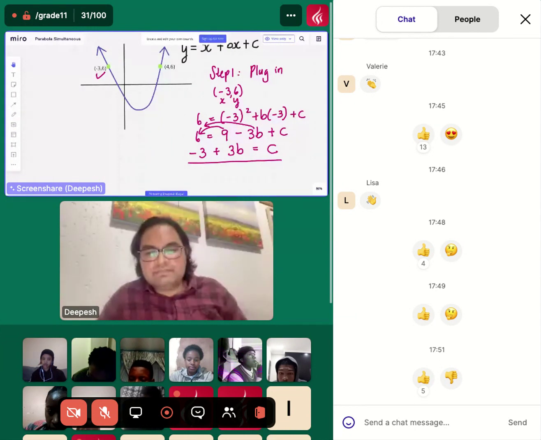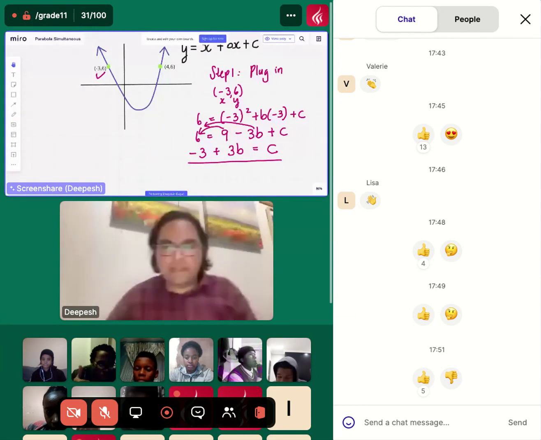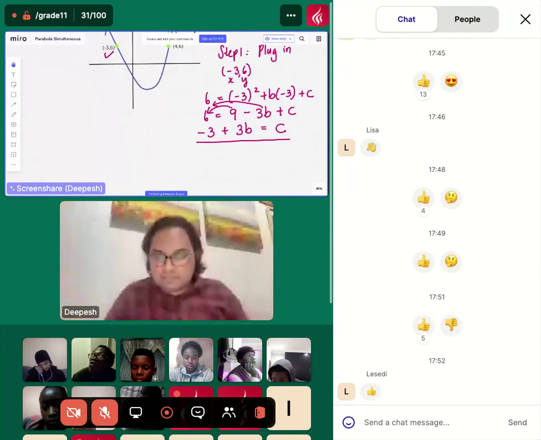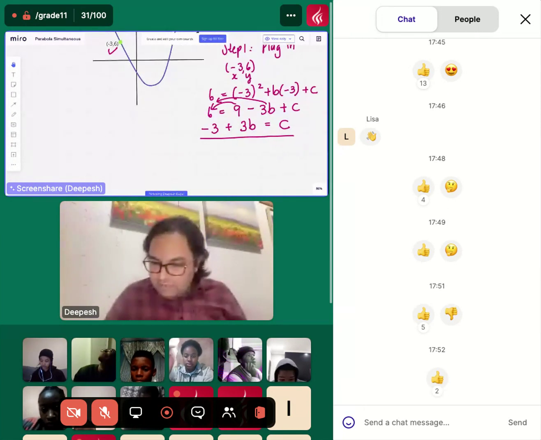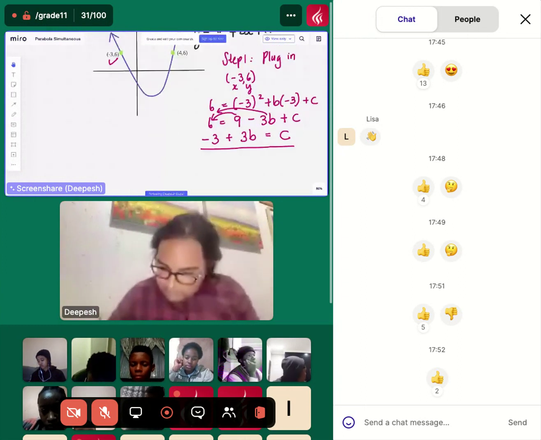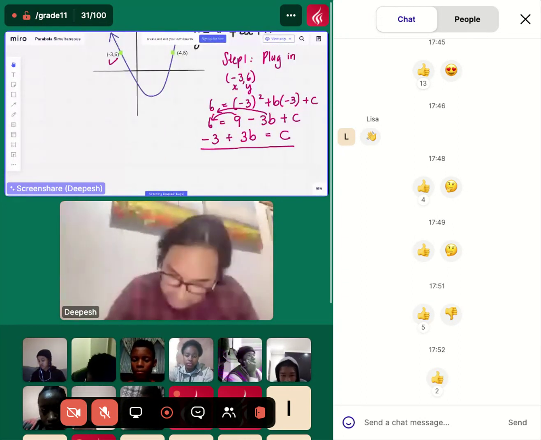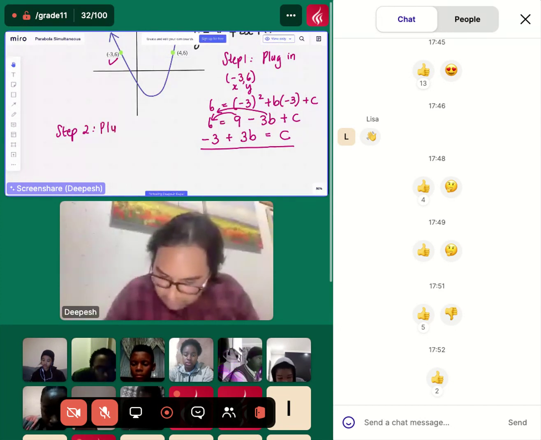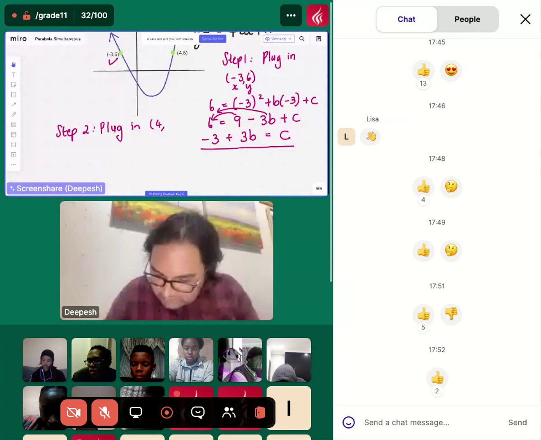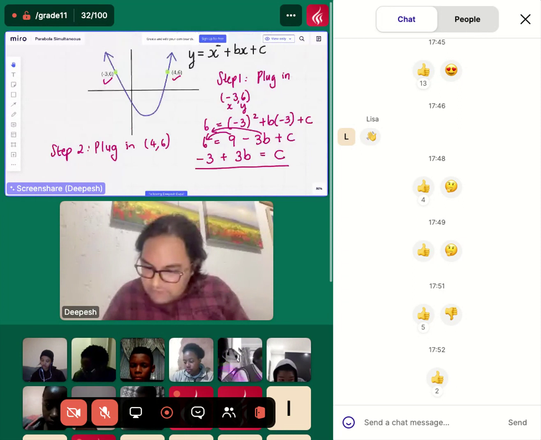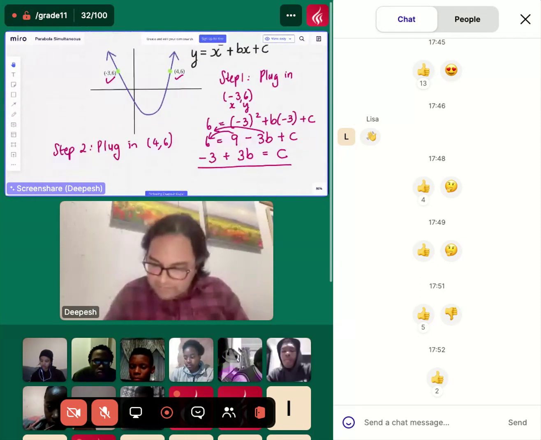Right. I see a lot of you are done writing. Can we move on to step 2? Okay. Step 2, we're plugging in 4 and 6, which is this point here. Now remember what our equation was. Our equation was x squared plus bx plus c, right? Don't forget that.